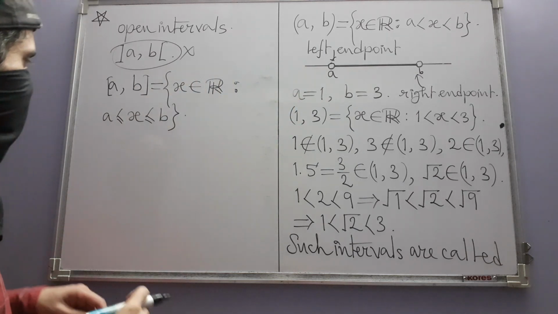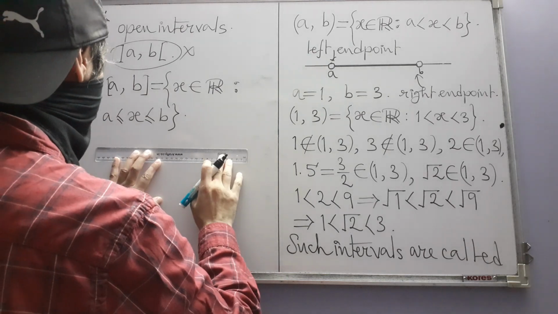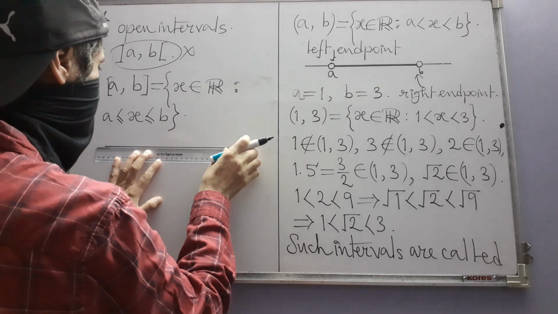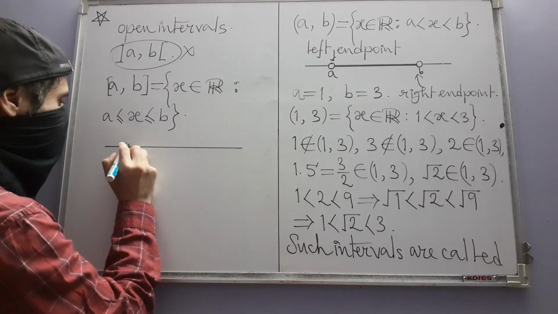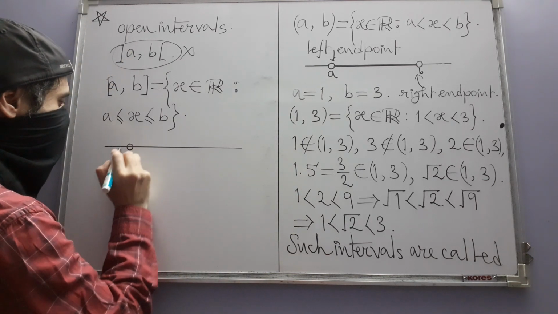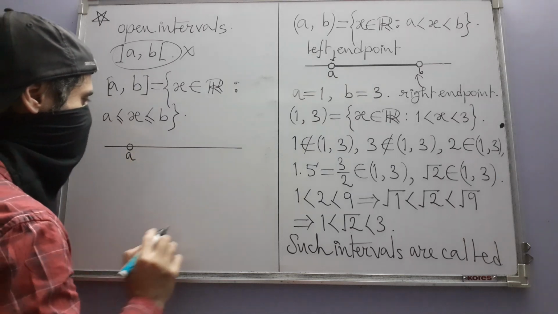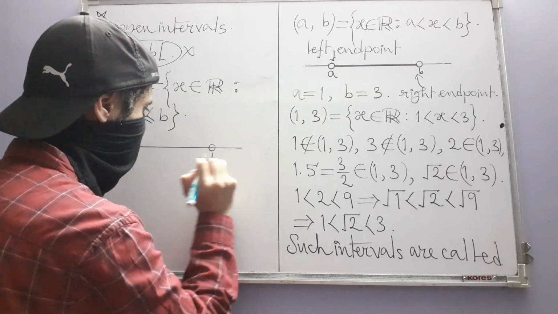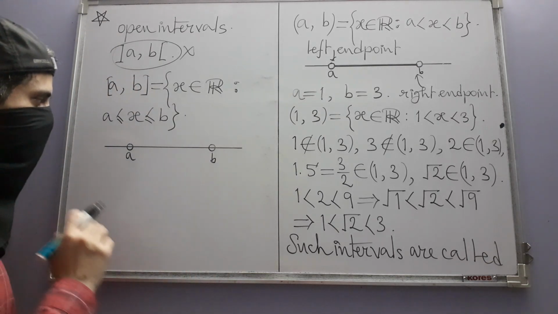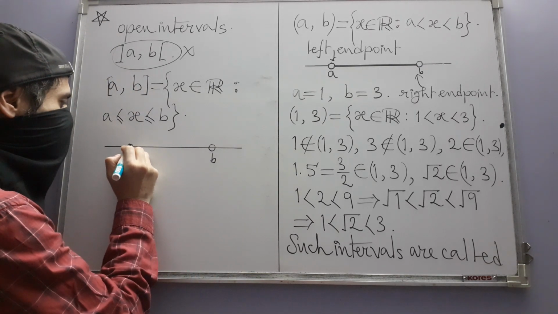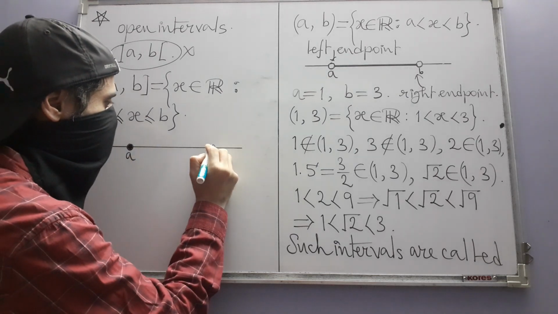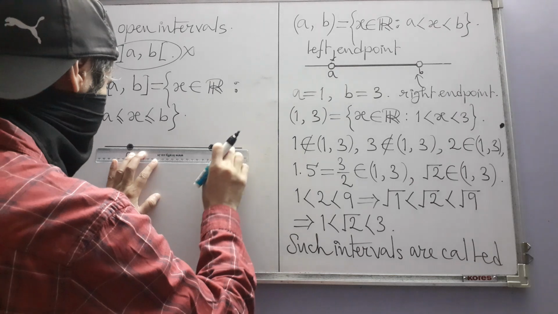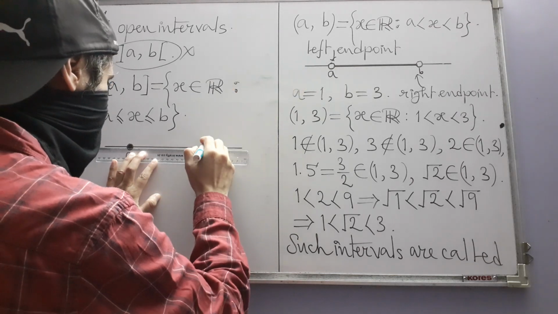Now, how will you draw this interval though? In this case, again you draw the line and say this point denotes the real number A and this point denotes the real number B. But this time the circles are drawn black and making the line segment thicker. That is just like before.